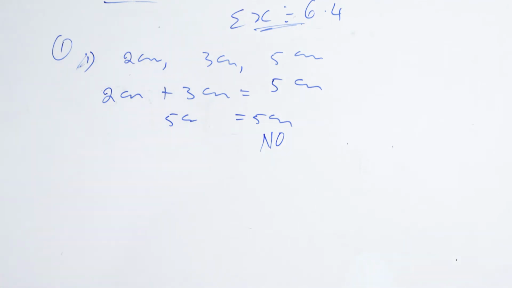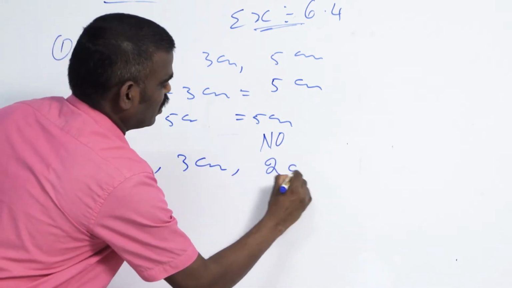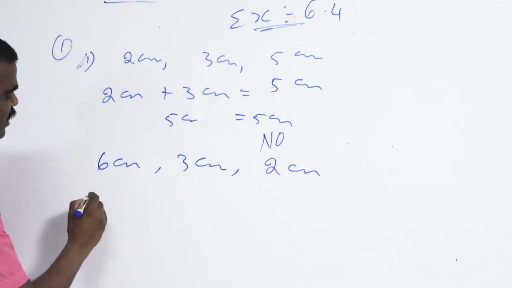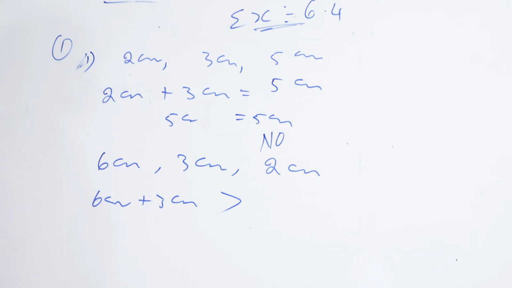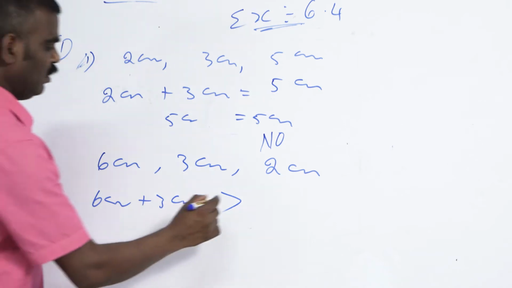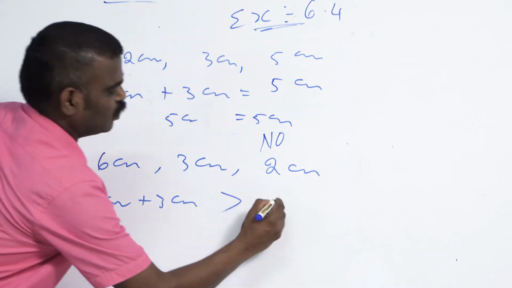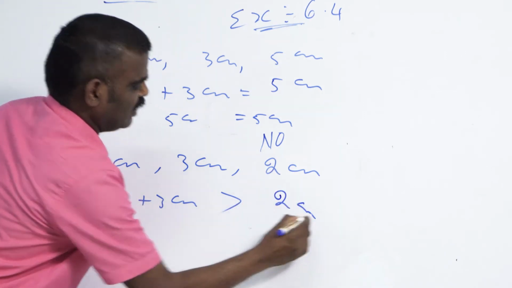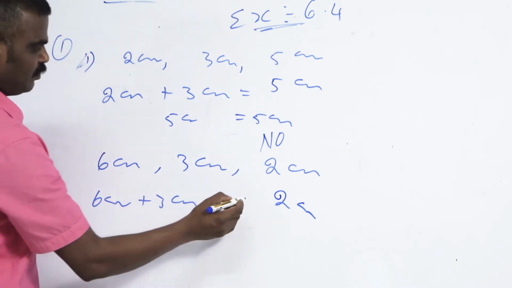So one more, let's go. Question number 3, you see, 6 centimeter, 3 centimeter and 2 centimeter. When you add any two sides, 6 centimeter plus 3 centimeter, is it greater? 6 centimeter plus 3 centimeter is greater than the other one, 2 centimeter. Is it greater? Yes or no?